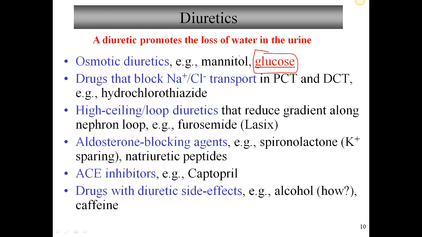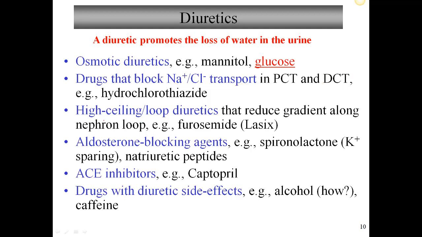in their urine. The second class of diuretics are drugs that, for example, can block sodium chloride transport. As you imagine, if we block sodium chloride transport, we disturb that whole gradient that happens around the medulla, and also in the proximal convoluted tubule and distal convoluted tubule, and this one especially. So drugs like hydrochlorothiazide, for example.